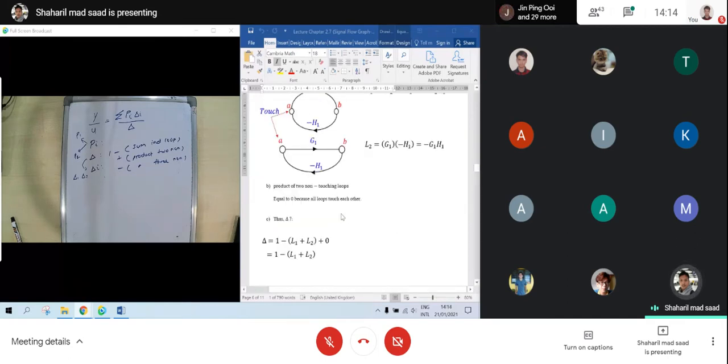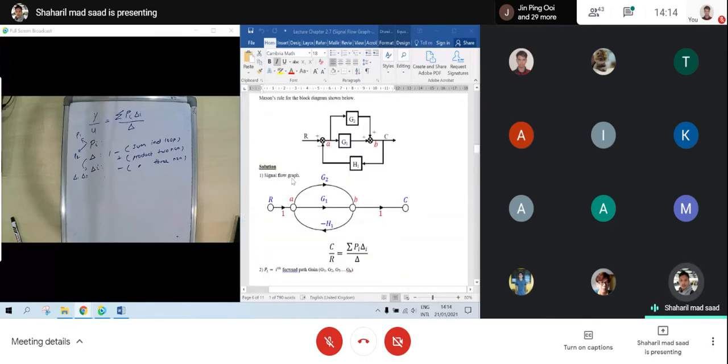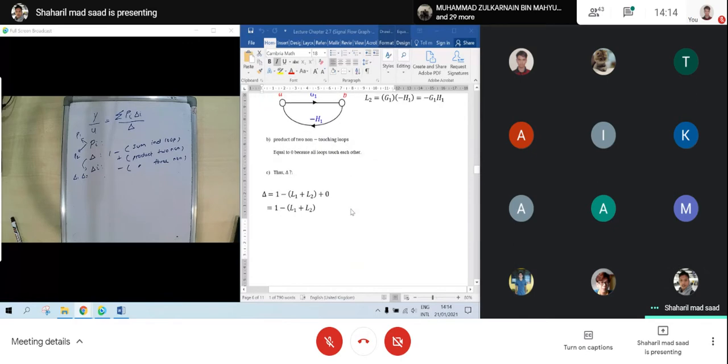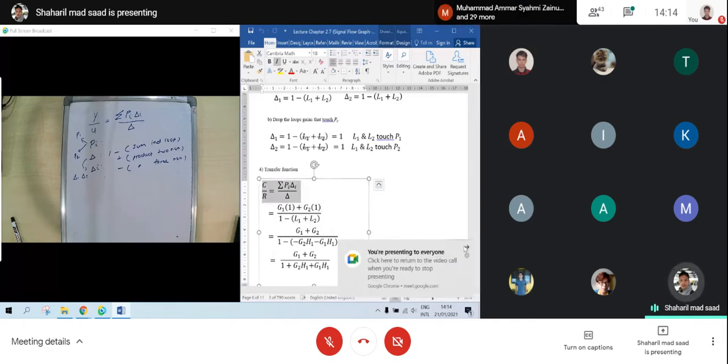If you look at forward path gain 2, it is this one. It's going to this, going to this, going to this. So loop number 1 also starts from A, and loop number 2 also starts from A. That means you need to drop both. Then after that, you can use this formula, and at the end you will get the transfer function.